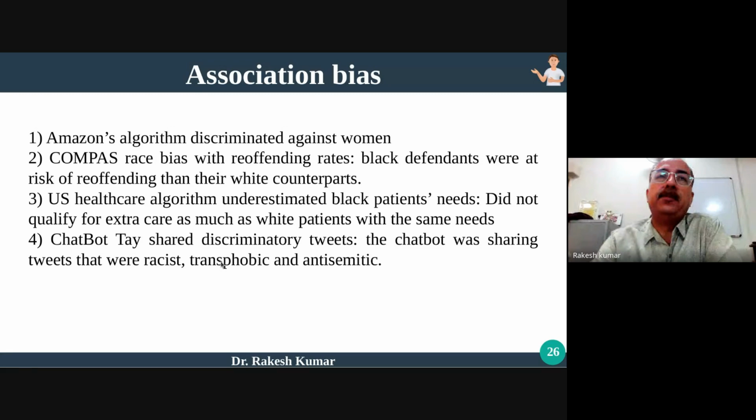Whenever this type of system is to be designed, the responsibility, number one, lies with the people designing the program. There has to be diversity in the team also, with different types of people. Number two, when we are training these algorithms using some data, there has to be a lot of diversity in that data also.